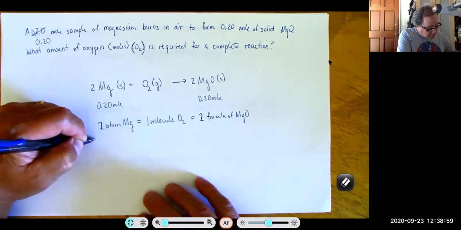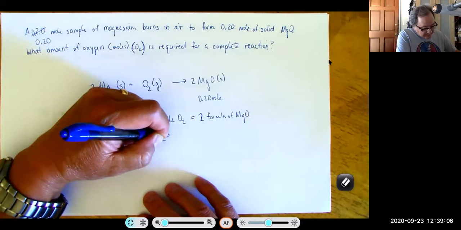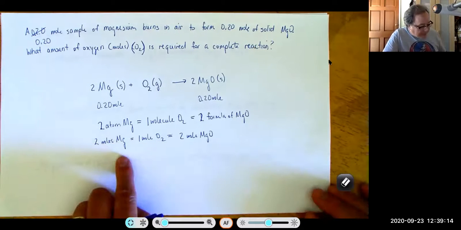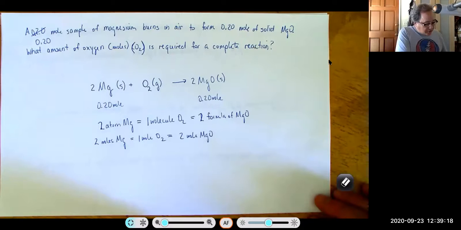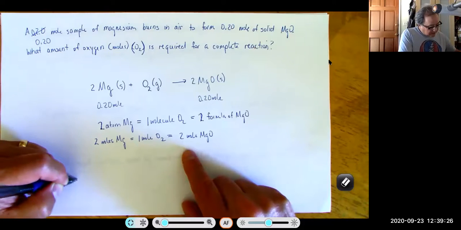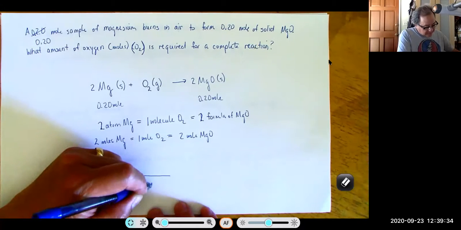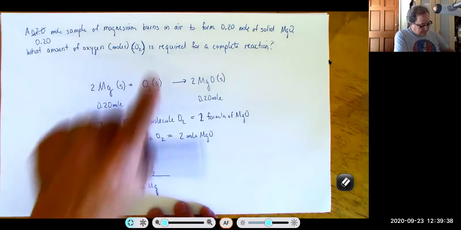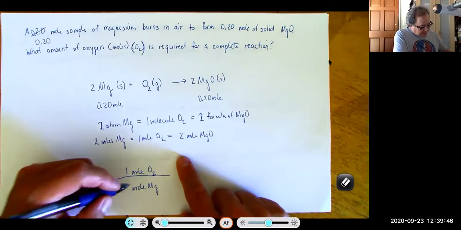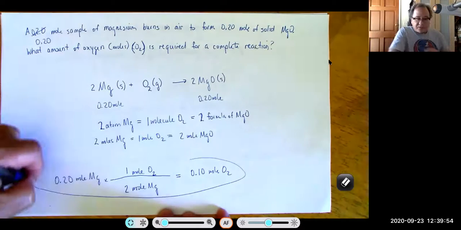So we could say 2 moles of magnesium react with 1 mole of oxygen, and that equals 2 mole of MgO. This mole thing is kind of nice because then you don't need to write things out like atom, molecule, or formula. So we can use this to actually do this problem. If we start off with 0.20 mole of magnesium, we want to multiply by something that has mole of magnesium on the bottom and mole of O2 on the top. So where do we get that? From right here. It's 1 mole of O2 and 2 moles of magnesium. So we need 0.10 mole of O2 to complete the reaction.